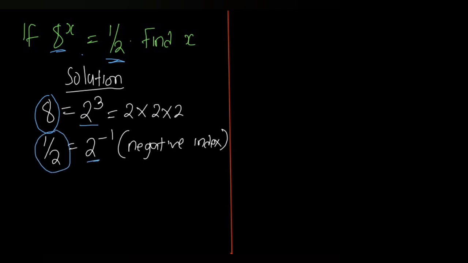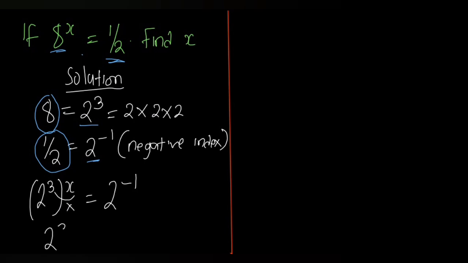So what I'm trying to say is that we're going to write it as 2 raised to power 3, everything raised to power x, equals, instead of 1/2, 2 raised to power minus 1. Now these two can be multiplied, so it gives us 2 raised to power 3 times x, 3x, equals 2 raised to power minus 1.